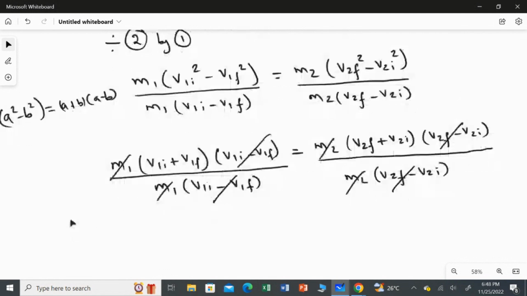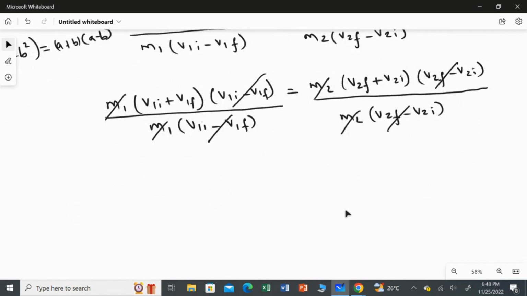So what is the rest of the equation? The rest of the equation is V1 initial plus V1 final, which is equal to V2 final plus V2 initial. So this is the equation, right?